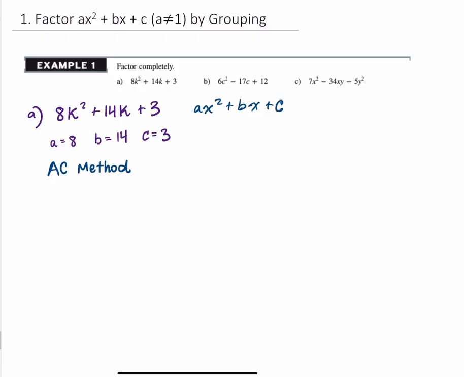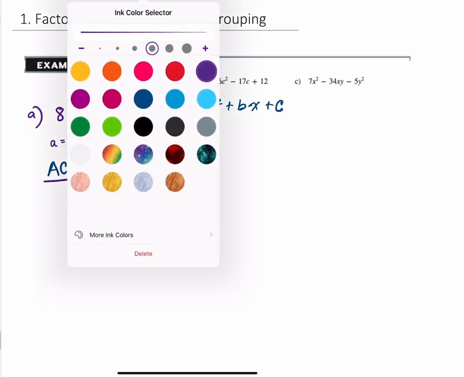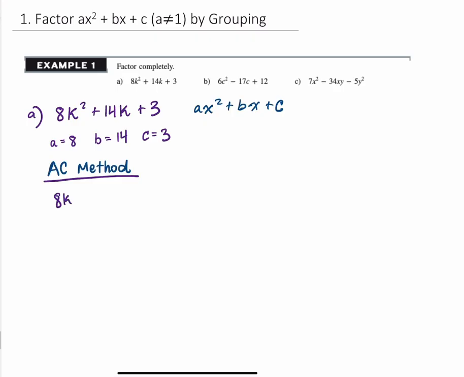So let's start out. The first step is to multiply the a and the c terms. So we're starting with 8k squared plus 14k plus 3. The first step in this method is to multiply a times c. In this case, a is 8 and c is 3. So 8 times 3 is 24. Now this is the number that we will find two factors of that add up to the middle term, the b term. So that's similar to our previous method.